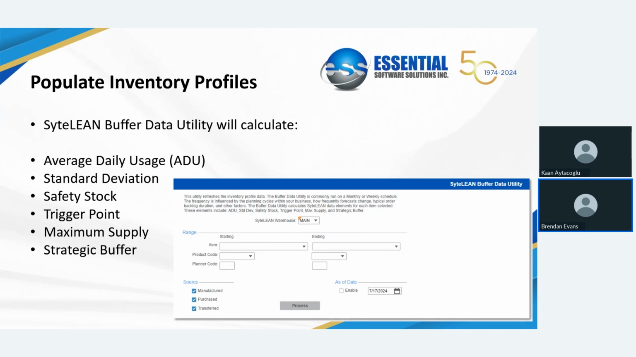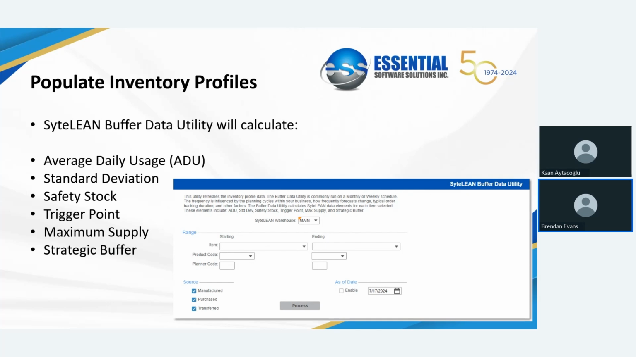So the definitions of each of these factors are, average daily usage. Obviously, as I mentioned, it's calculated using historical material transactions and future actual demand data via customer orders. If it's a purchase part, it could be job demand, it could be project demand, etc. The standard deviation is where you'll measure that demand variability, which is a critical portion for calculating the safety stock. Safety stock, obviously, we talked about that. Trigger point, some companies will call this a reorder point. SyteLean calls it a trigger point. It's the inventory level at which replenishment is triggered.